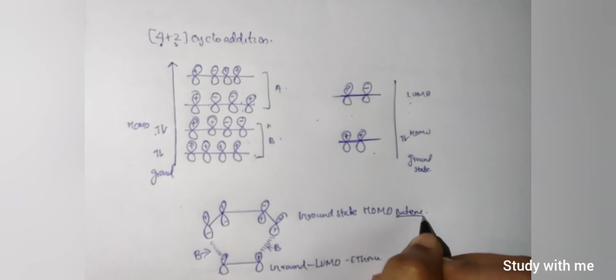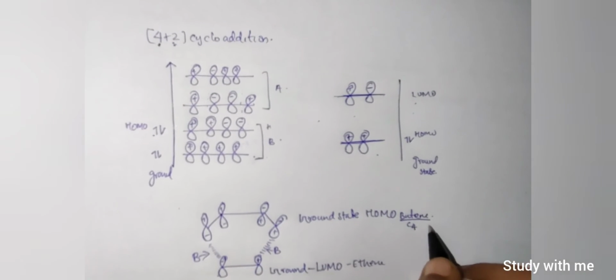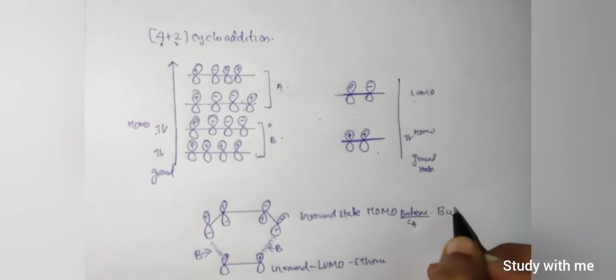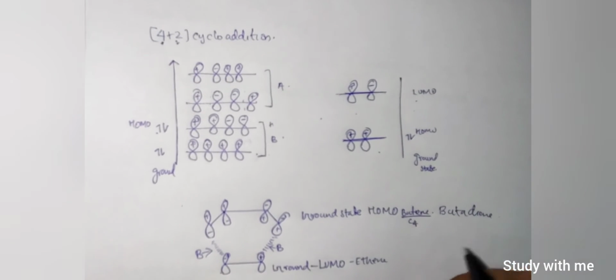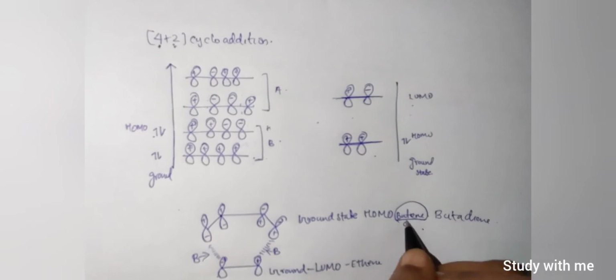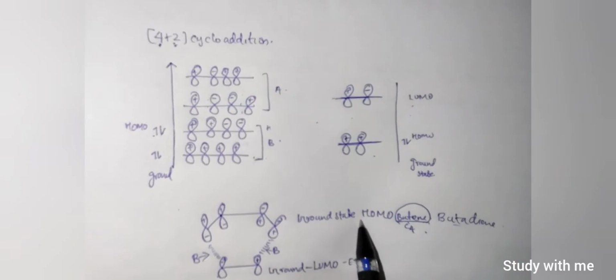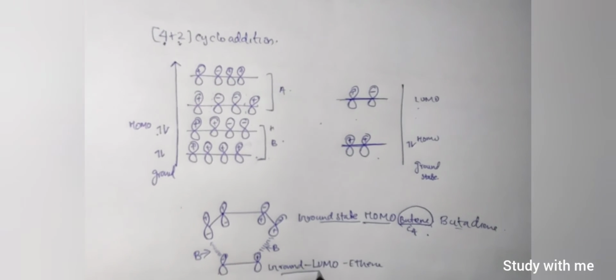This is actually not butene. This is a C4 system, so I just said that this is a butene. This is actually the butadiene system. So I just said it's a C4 system, and like that I said butene. So this is the butadiene HOMO, ground state HOMO and ground state LUMO.